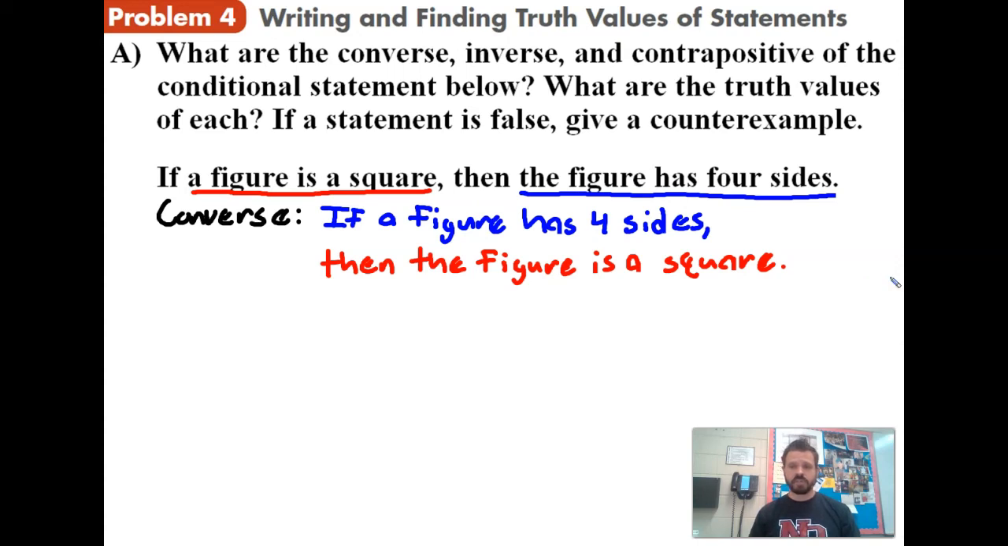Okay, now is that a true statement? I'd say no, that's false. And a counterexample to that could be a rectangle, because it has 4 sides, satisfies the new hypothesis, but is not a square. Okay, so it doesn't match the conclusion.